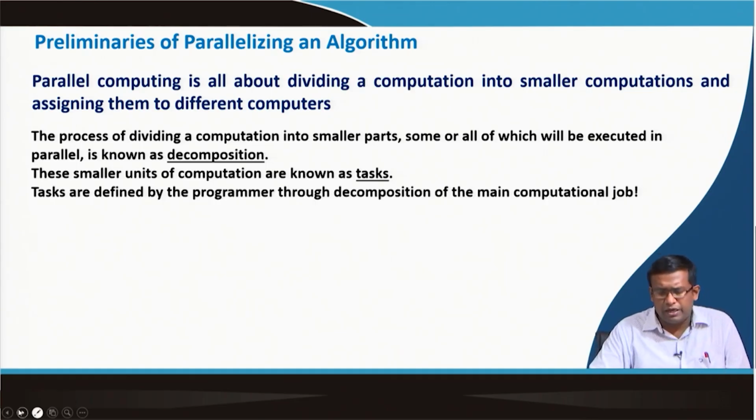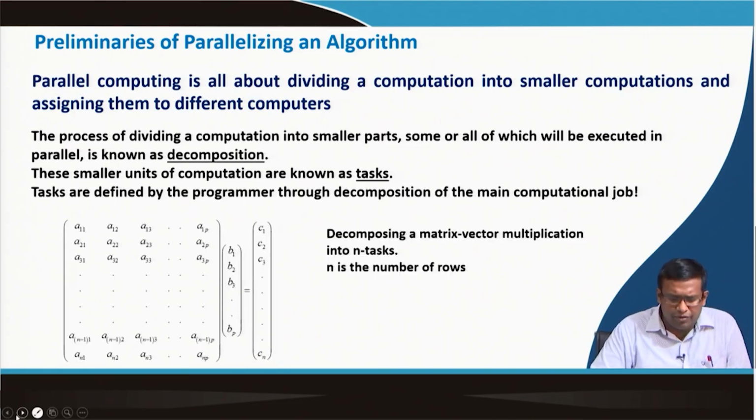The tasks are identified by the programmer through decomposition of the main computational job, and it is again the programmer's job to identify that this part can be parallelized, that there can be multiple tasks which can be executed in parallel in different processors. And when can it be done? When these tasks are independent. It is the programmer's job to look into the algorithm, find out the tasks, and do the right decomposition.